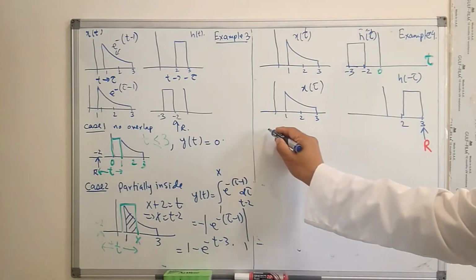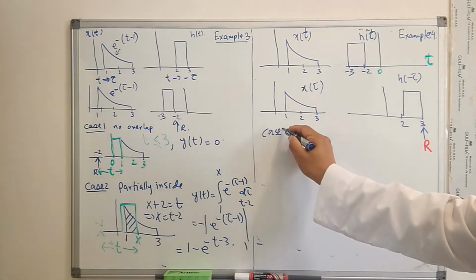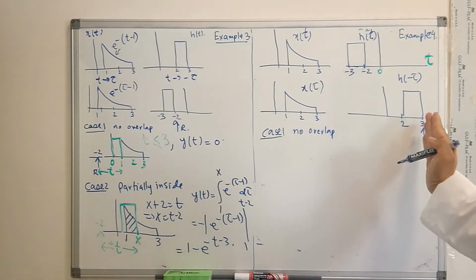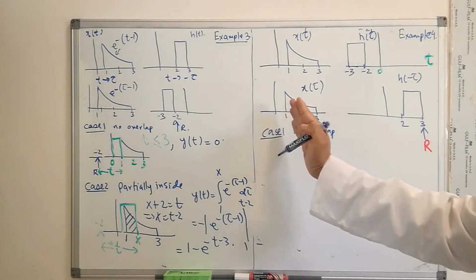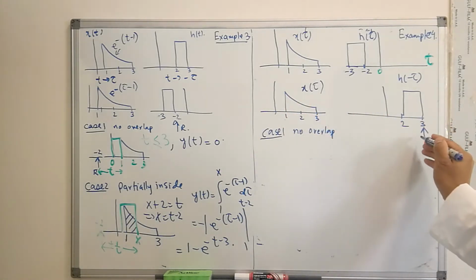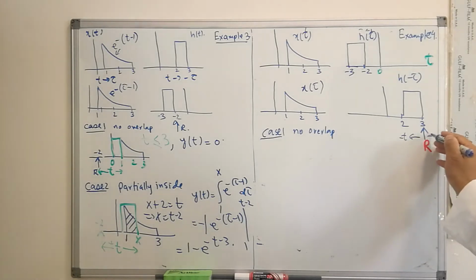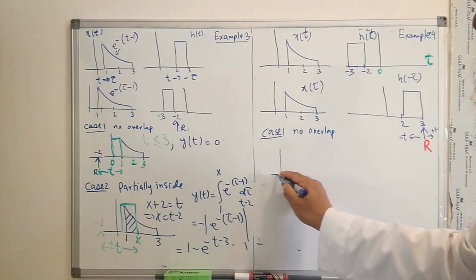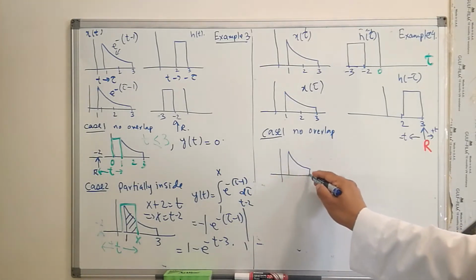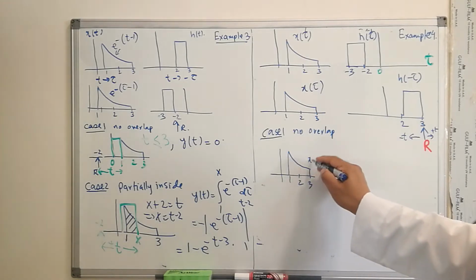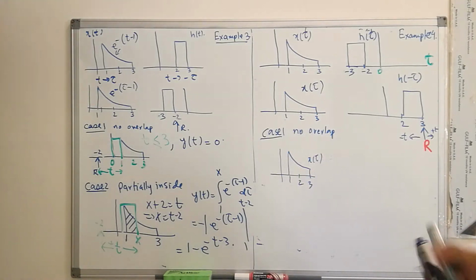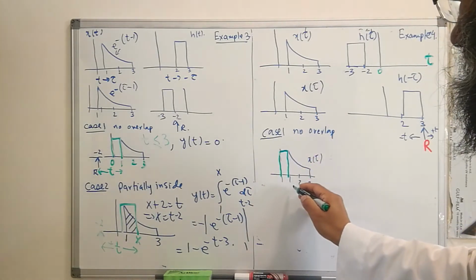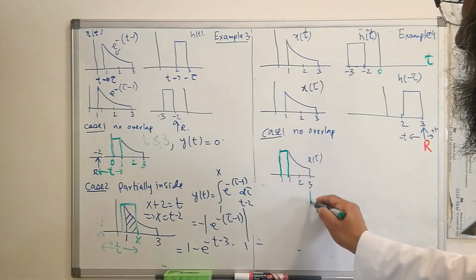And then case one will be no overlap. So I have to move this completely outside x of tau. So that will be a negative time shift. On this side it's plus t and this side is minus t. So I have to move x of tau, I have to move my pulse outside. So this is the new location of the pulse, and the reference is 3.